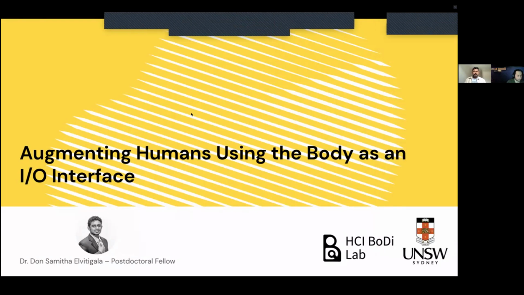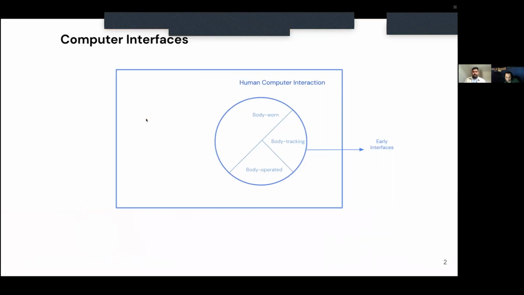So today I want to talk about how we can augment humans by using the body as an input-output interface. Before we go further, let's look at some of the history of human computer interfaces.